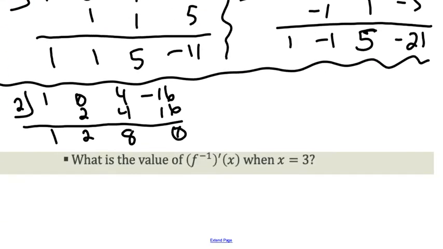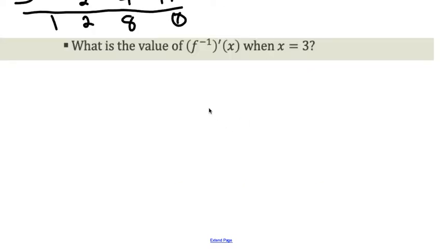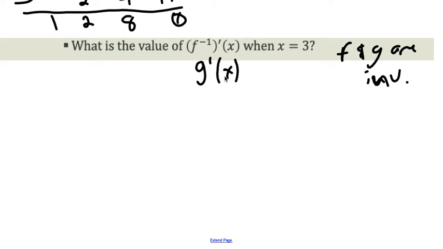Okay? Now, let me come down here to the second part of this question. What is the value of f inverse prime of x when x equals 3? So again, I'm just going to make a little side note over here. I'm going to say f and g are inverses, because that allows me to say g prime of x, and it kind of simplifies our writing here. So what is the value of g prime of x when x equals 3?